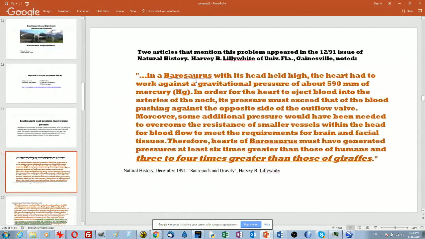There were a couple of articles in the Natural History Journal, like in 1991, that dealt with these problems. You've got Harvey Lillywhite, University of Florida, Gainesville, who said the heart of a barosaur must have generated pressures at least six times greater than those of humans and three to four times greater than those of a giraffe.